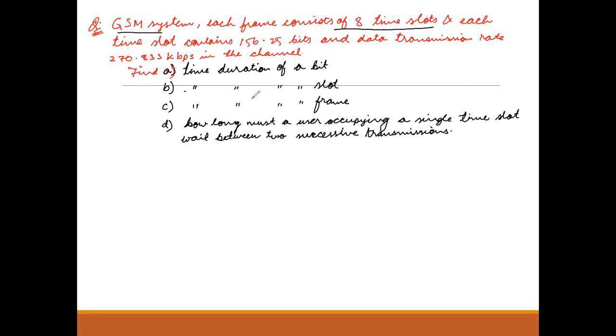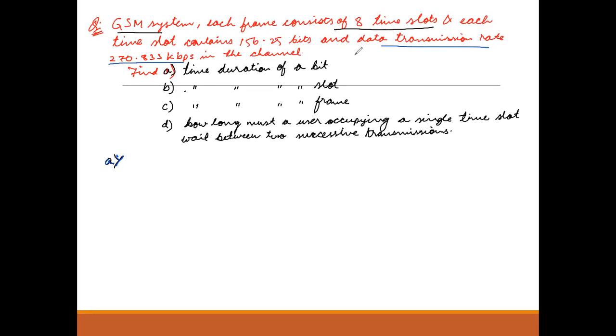So it is 270 kbps. So in that sense, we can find out the very first part. Okay, let me change the color. So the A part can be found out by using this data, as the transmission rate is given. So transmission rate is 270 kilobits per second.